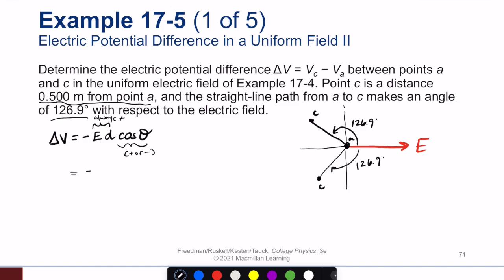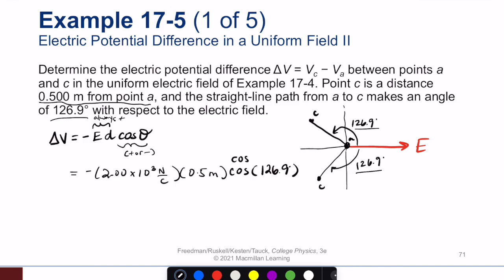So we have our minus sign that is part of the definition. E is the same value it was in the previous example, 2 times 10 to the 3. D is now 0.5 meters. And then the angle between E and D, it was given to us pretty directly, but it wasn't clear if it was rotating up or rotating down. But either way, it's 126.9 degrees. And you can see that there really is no other way to write that. I mean, there is, right?